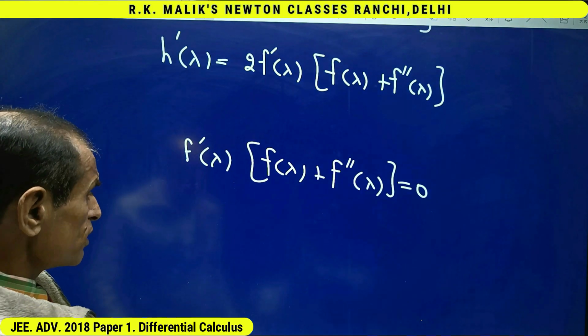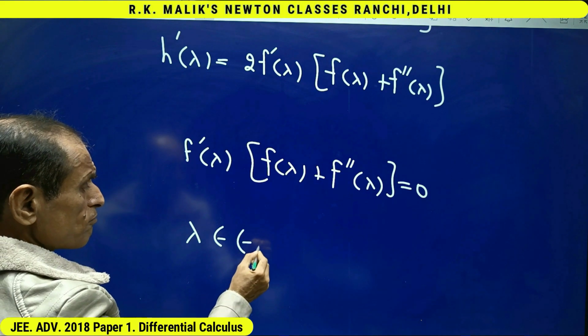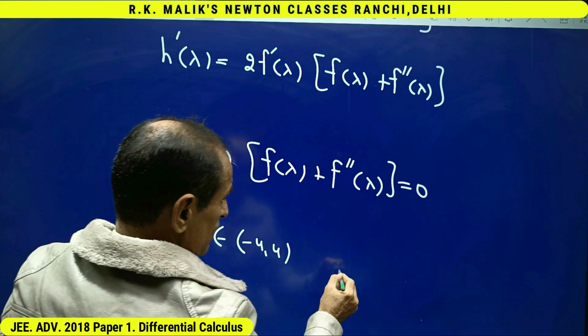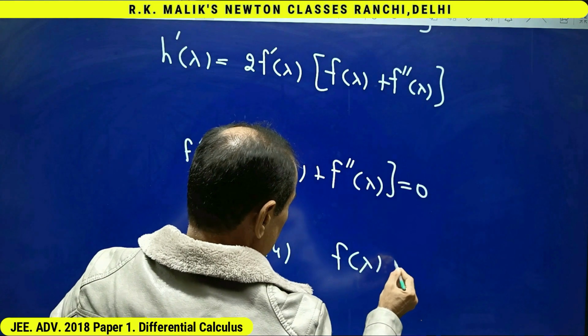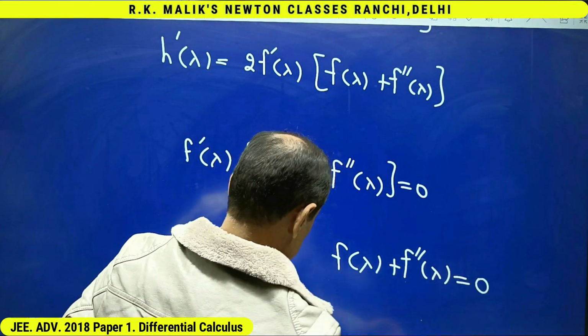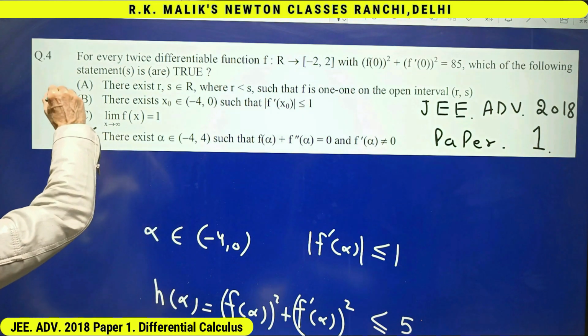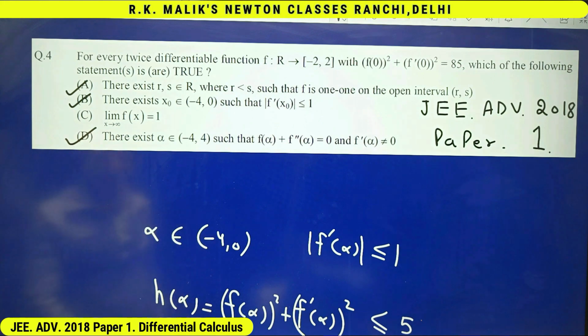Hence, we have concluded that there is a number lambda belonging to -4 to 4 such that f lambda plus f double dash lambda is 0. Hence, I can say D is also correct. That is, A, B and D are correct choices.